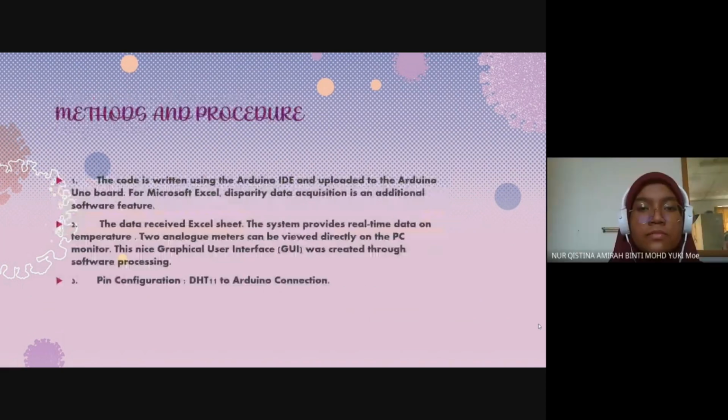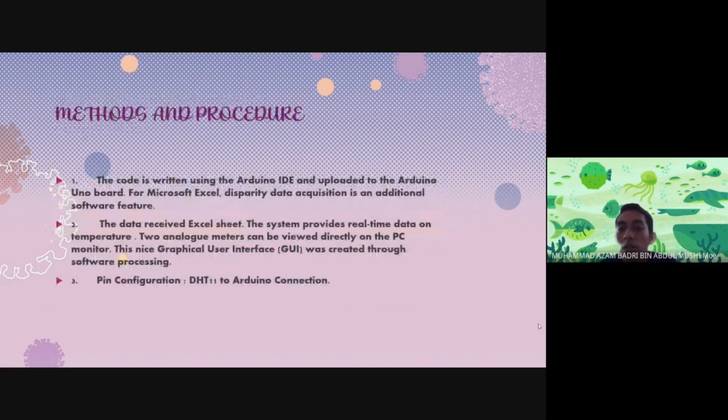Secondly, I want to share with you the procedure of this project. First, the code is written using the Arduino IDE and uploaded to the Arduino board. For Microsoft Excel, this data acquisition is an additional software feature.